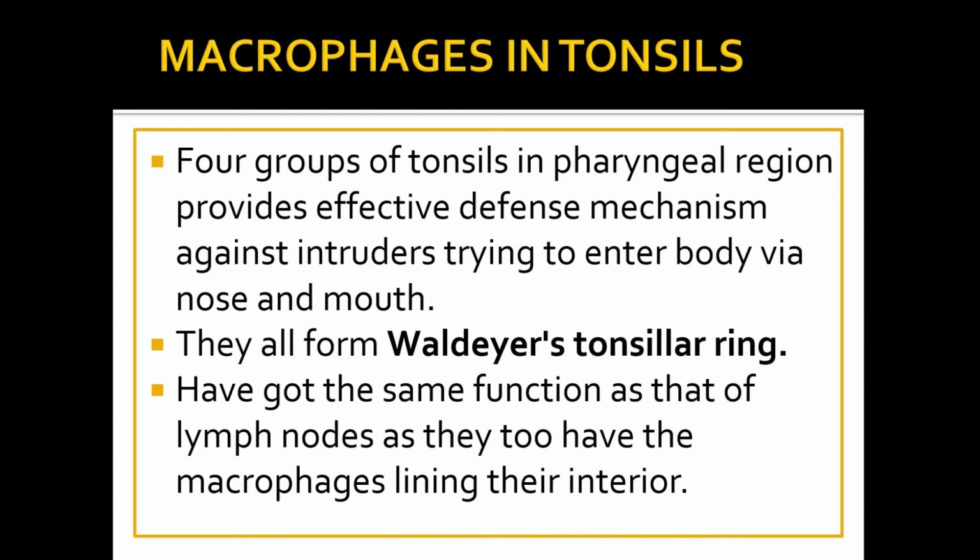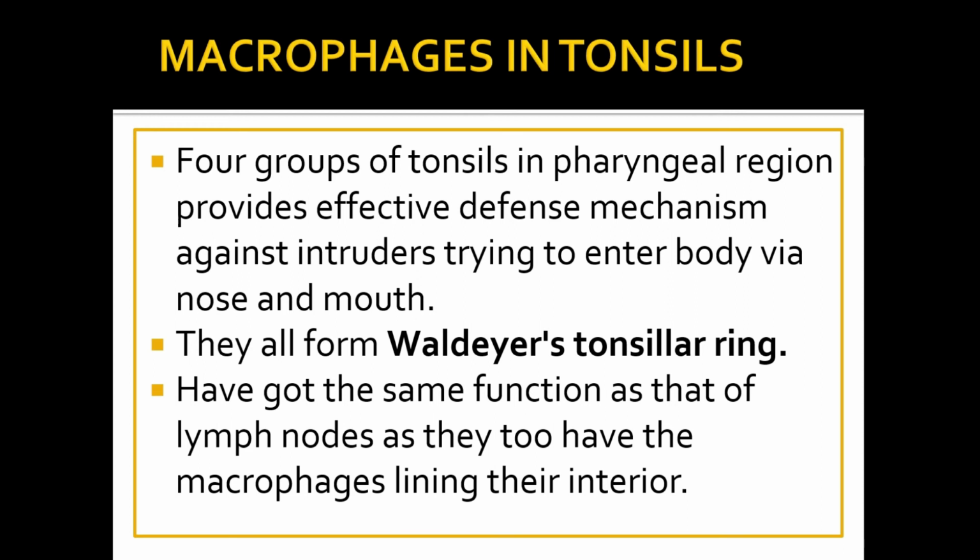Four groups of tonsils in the pharyngeal region provide an effective defense mechanism against intruders trying to enter the body by the nose and the mouth. They all form Waldeyer's tonsillar ring. I know everyone knows tonsils. So this is basically Waldeyer's tonsillar ring.